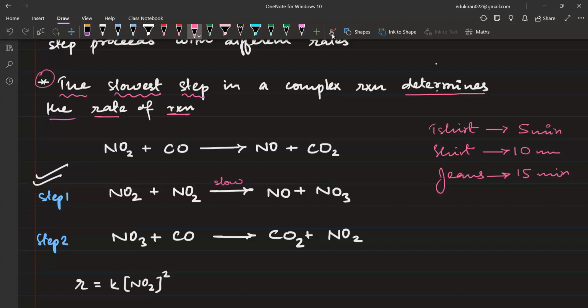Can you please tell me in the Zoom chat? How much time should it take to dry these 3 things: t-shirt, shirt, and jeans? Okay, waiting for Arslan and Krishna Priya.